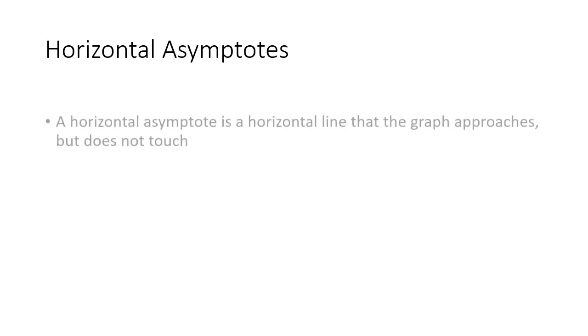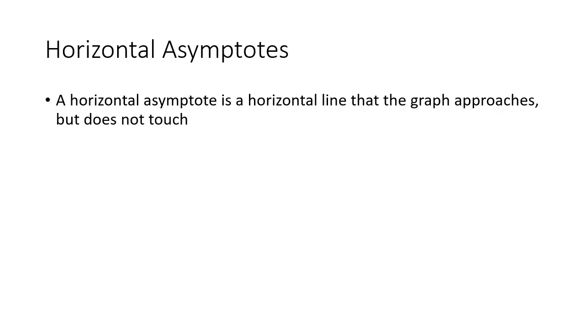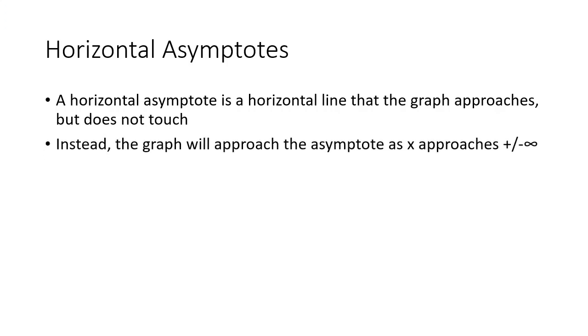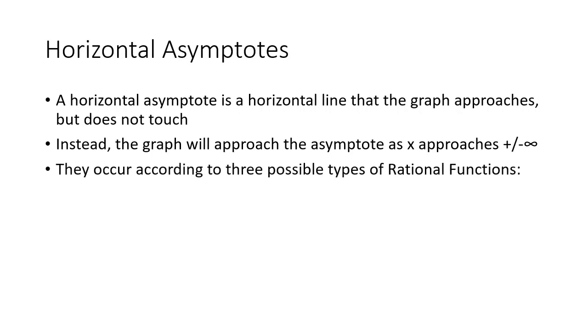Alright, let's take a look at the horizontal asymptotes. A horizontal asymptote is a horizontal line that the graph approaches but does not touch. Instead, the graph will approach the asymptote as x approaches positive or negative infinity. They occur according to three possible types of rational functions.